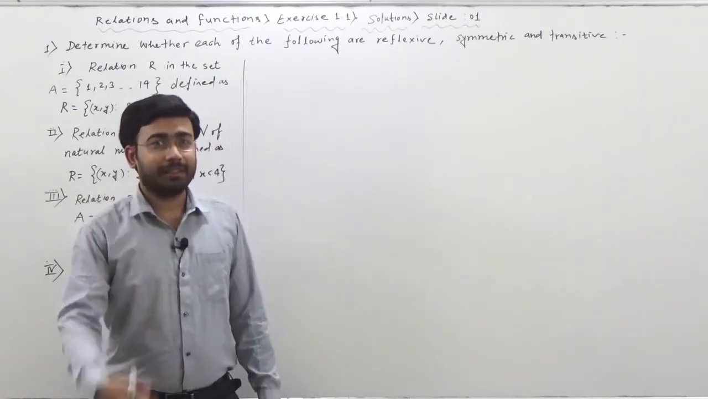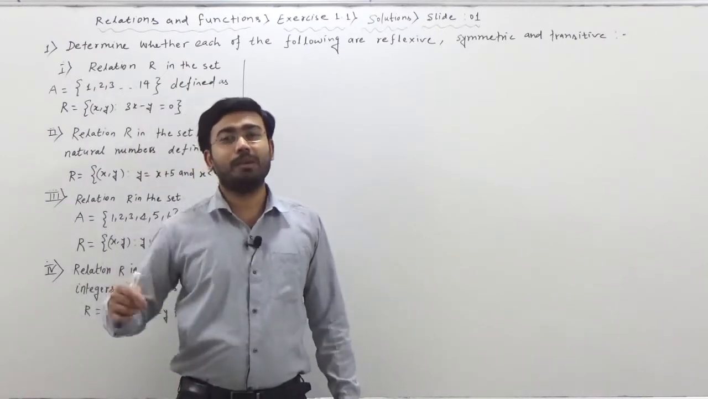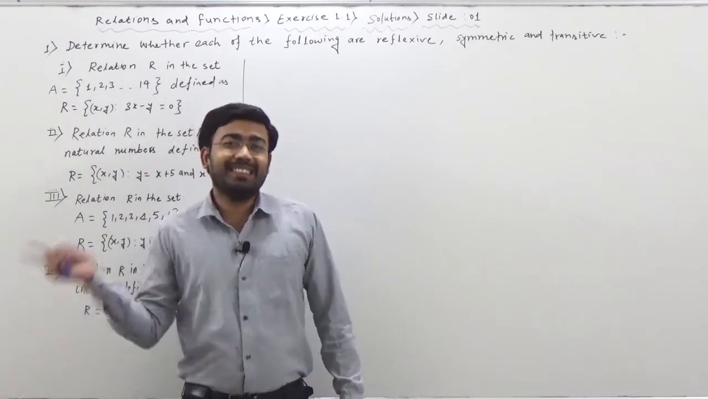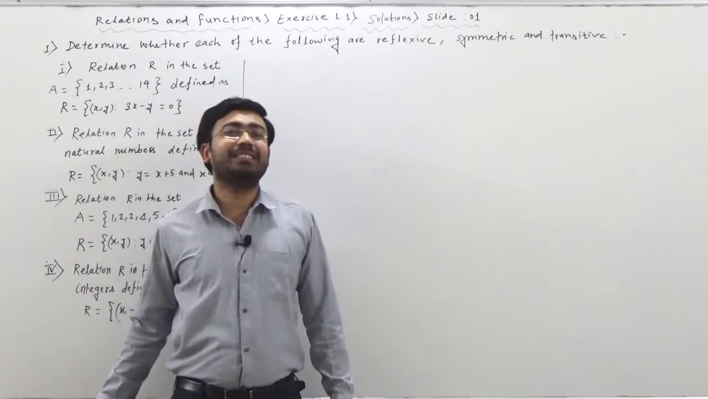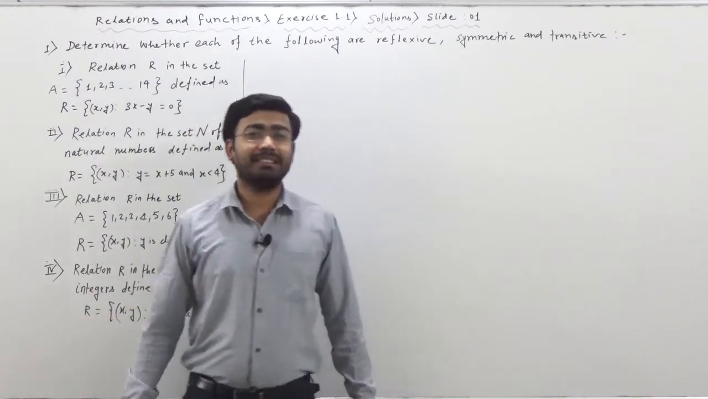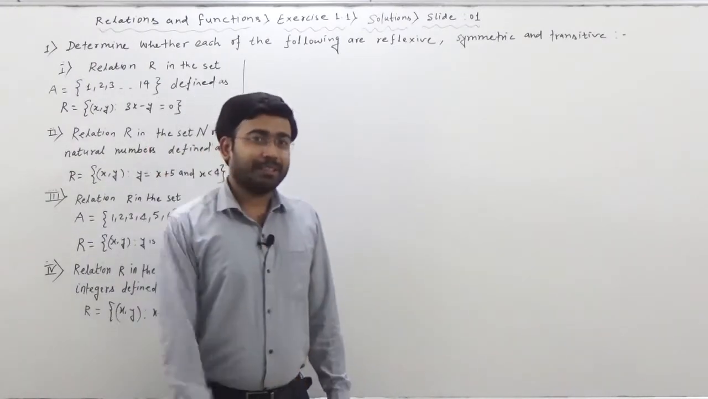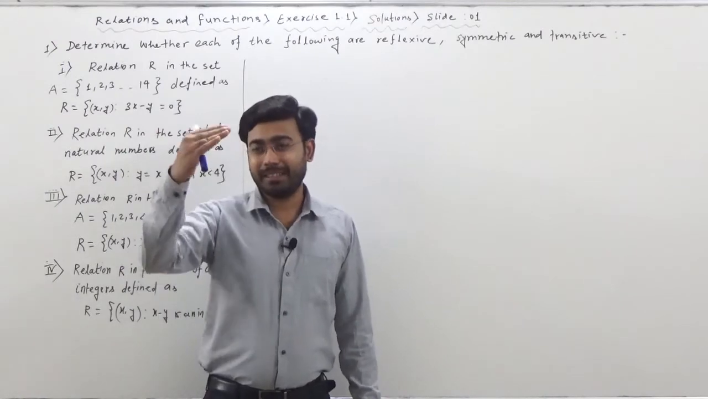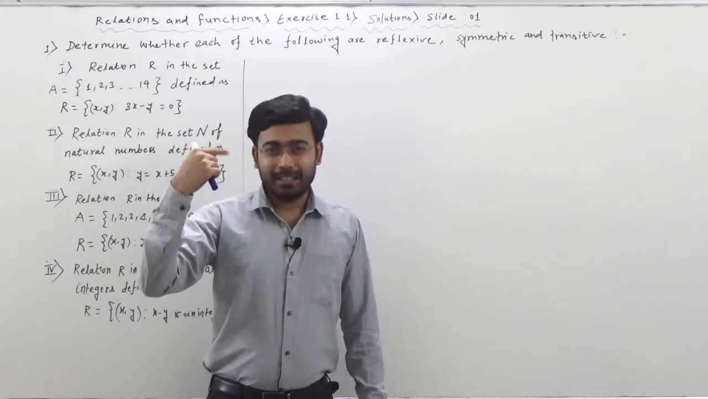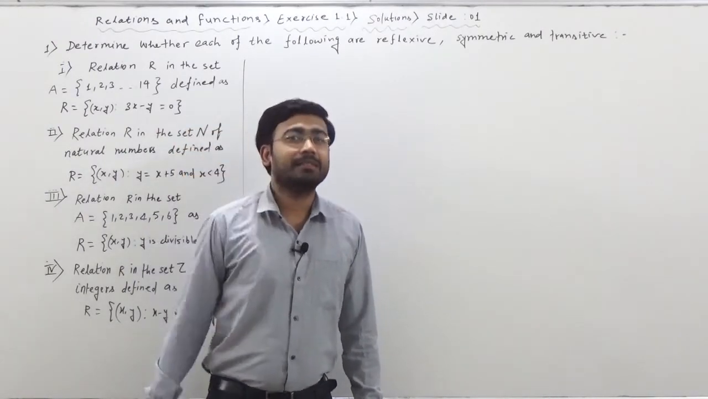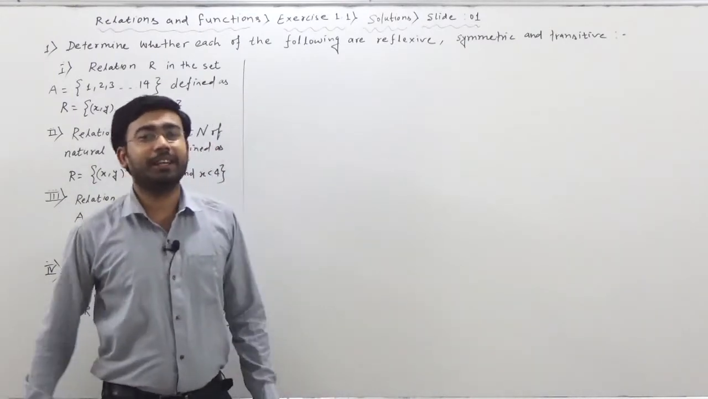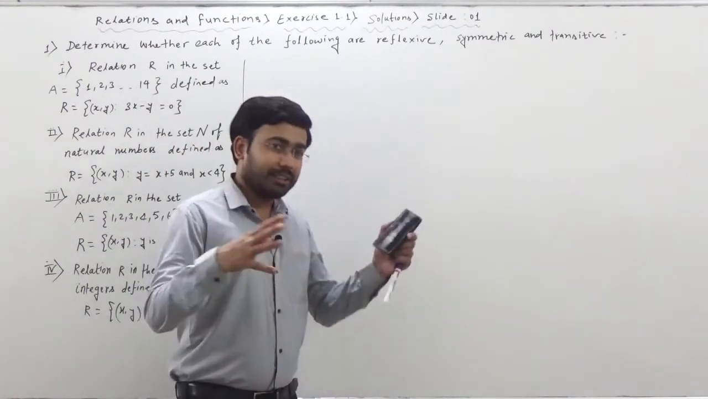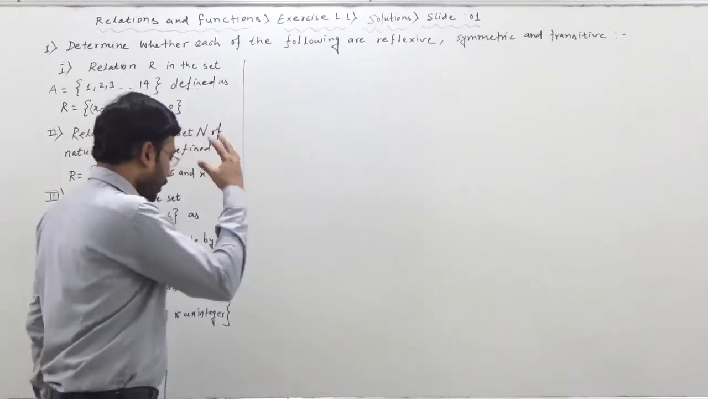Then transitive relation. What is a transitive relation? If (A, B) is there and (B, C) is there, then only we will check for (A, C). Then that is called a transitive relation. Now, what is an equivalence relation? If a relation is all these three, reflexive, symmetric, and transitive, then only we will say that the relation is an equivalence relation. So this is what we are going to use to solve these questions.